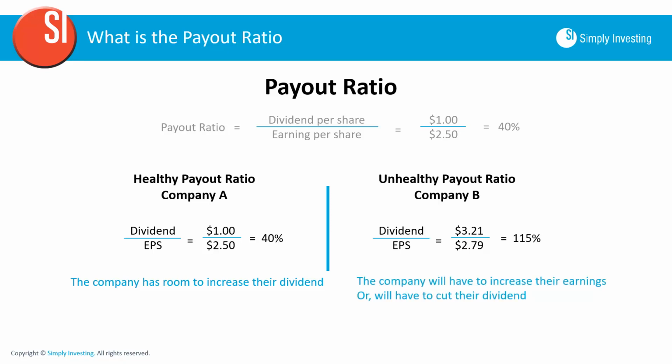In this case, two things will have to happen. Either the company is going to increase their earnings, or the company will have to reduce its dividend or eliminate its dividend. And as a dividend investor, that is a big red flag. We don't want to invest in companies that have a risk of cutting their dividend. So in this case, all things considered equal, company A would be a better investment.